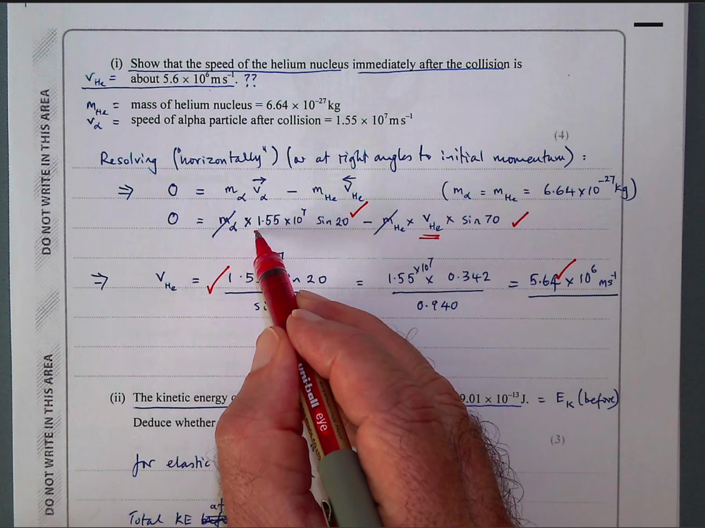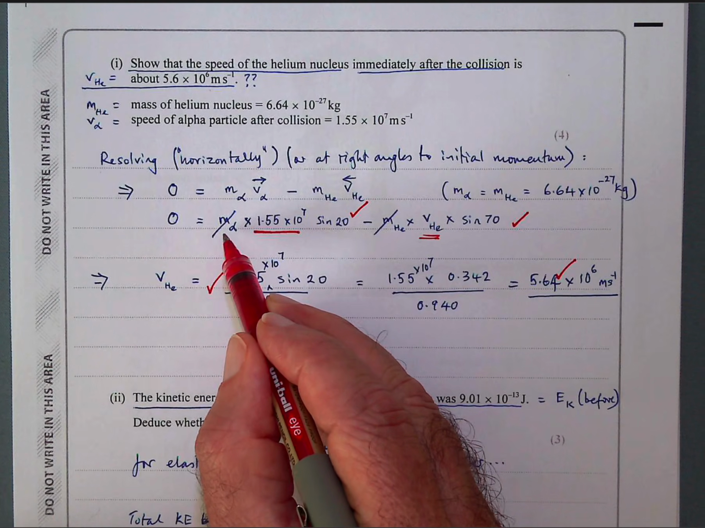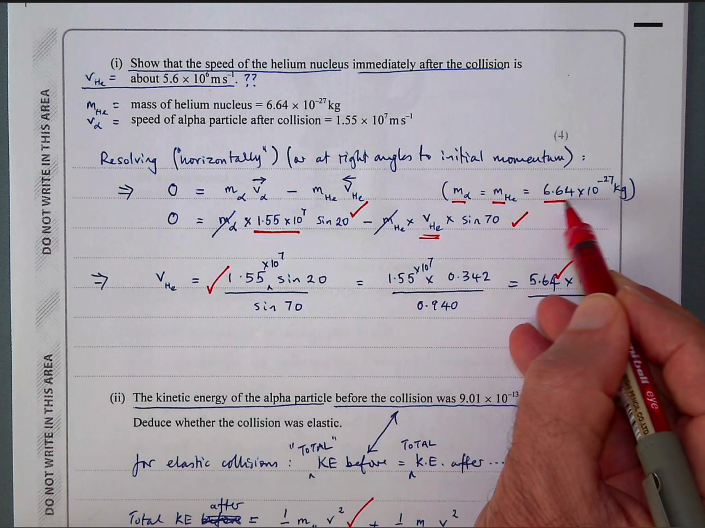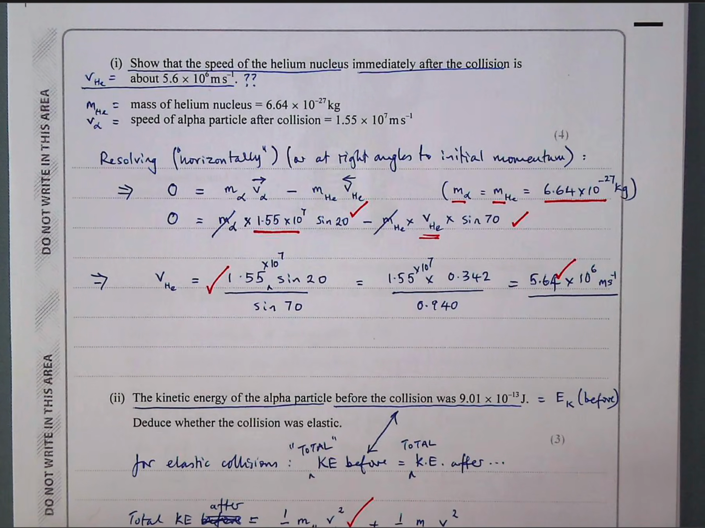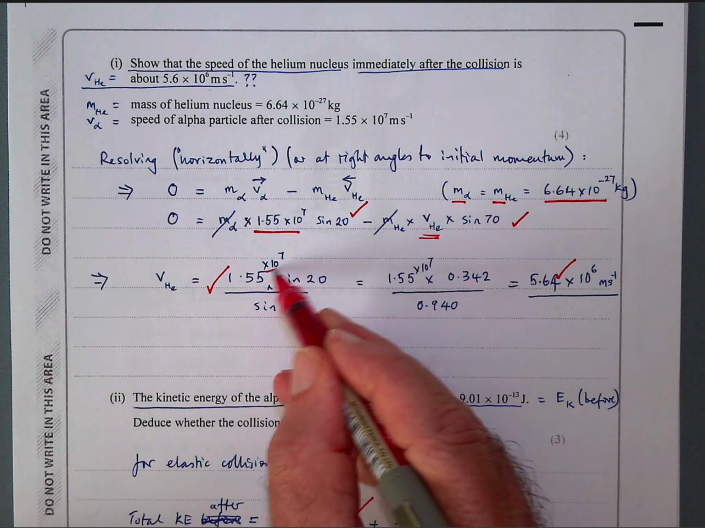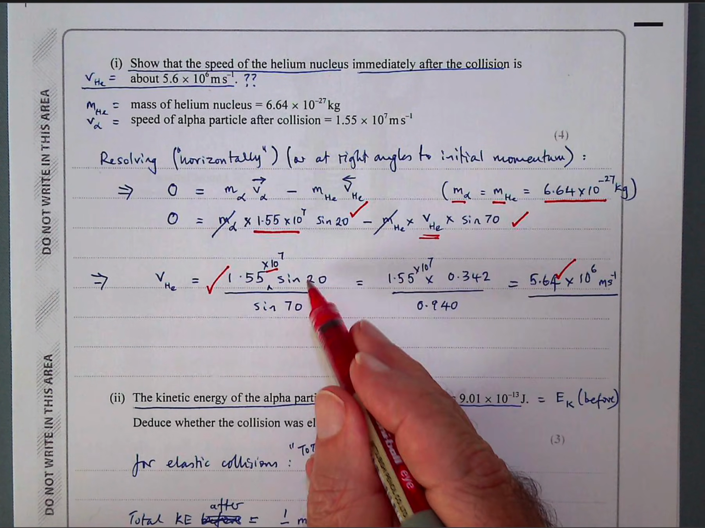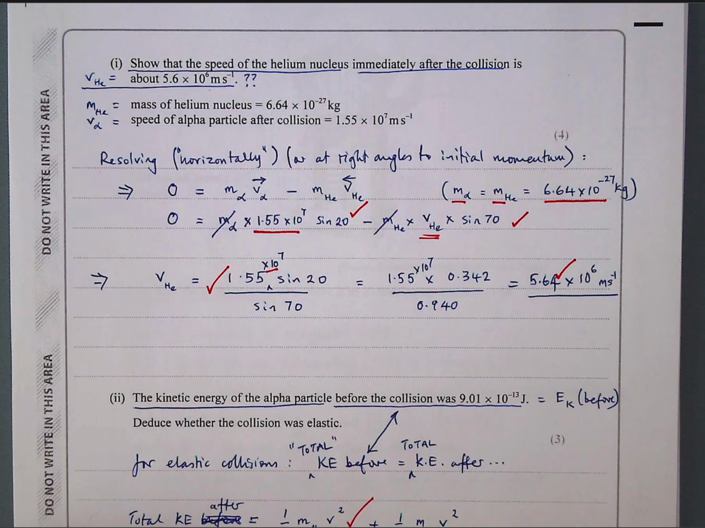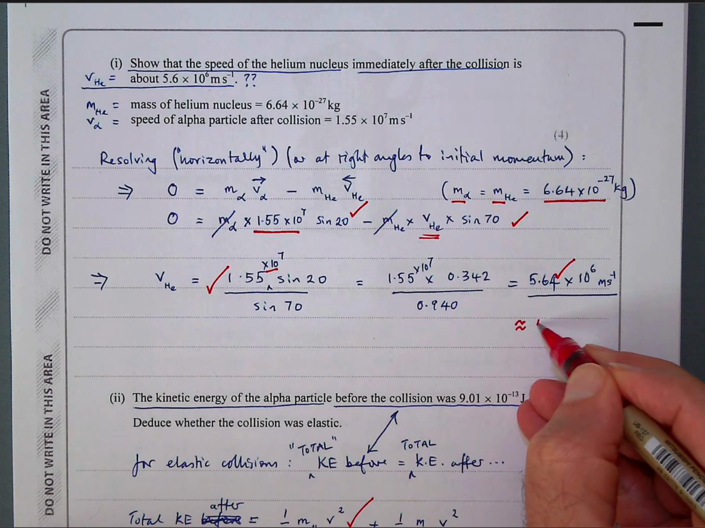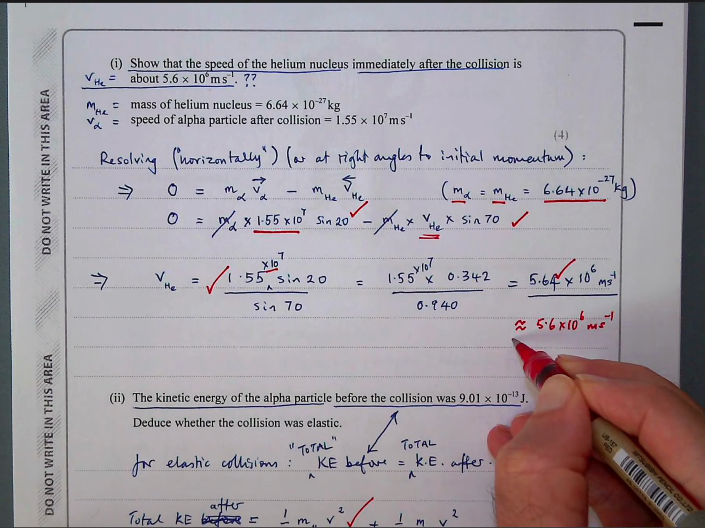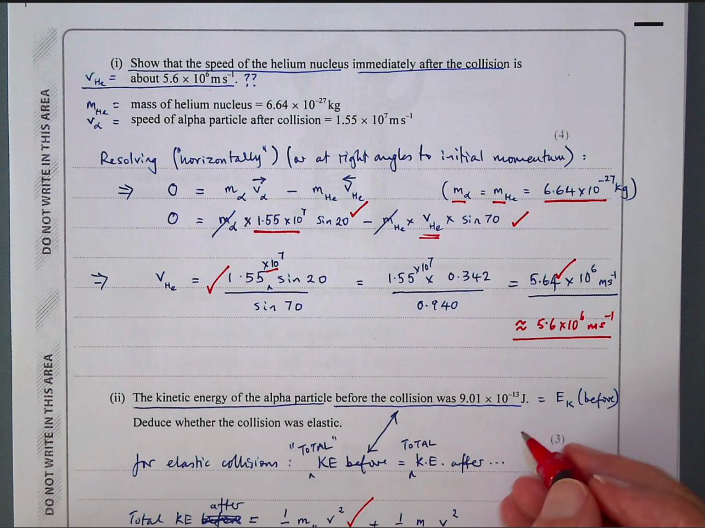This is the momentum of the alpha particle, the velocity of the alpha particle. Now, if you remember, the alpha particle is a helium nucleus, so both masses are the same. So you can actually cancel the masses. That will save you some calculation time. And then you put the numbers in. I nearly forgot to put 10 to the 7 when I transferred it to the next line. So it's the ratio of the two sines that gives you the answer, and it comes to 5.64 times 10 to the 6 meters per second. So that's approximately equal to 5.6 times 10 to the 6 meters per second, which was what they wanted us to show that it was.